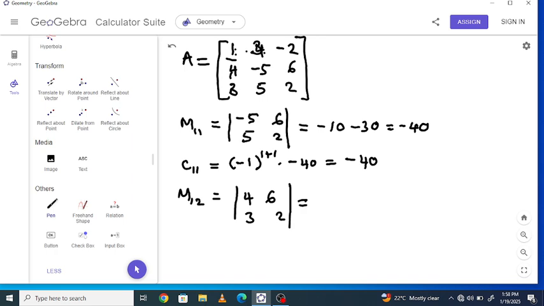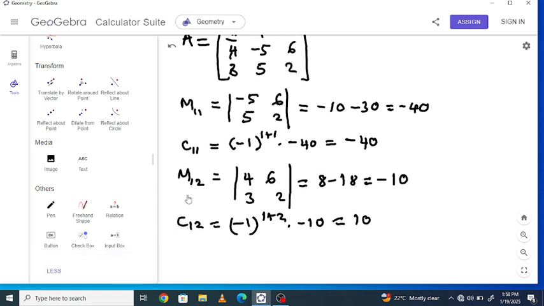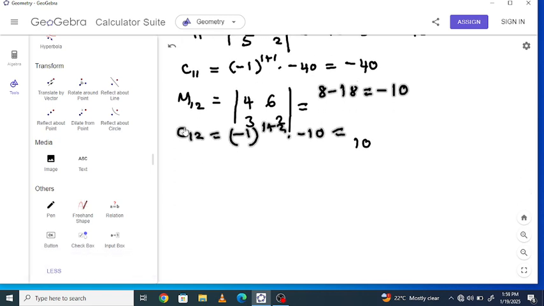We will have 8 minus 18, the determinant, which gives us minus 10. Cofactor C12 will be equal to negative 1 raised to power 1 plus 2 times negative 10. This value here is an odd number, so we'll have negative 1 times negative 10, which gives us a value of positive 10. And now we go straight to C13.